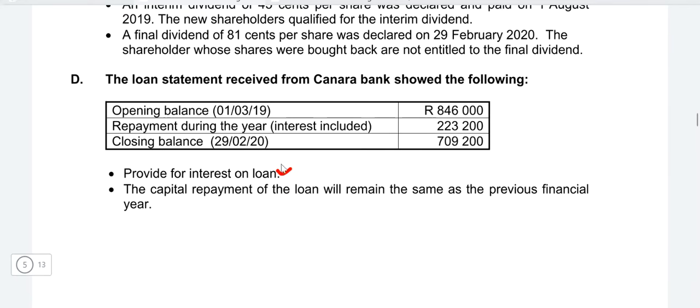What is known to us is that opening balance minus repayments plus interest equals closing balance. So then we're going to do the reversal. We're going to take this, and where we were supposed to normally add, we subtract. Okay, so we're going to say this plus this minus this, it will give us our interest. So when you show calculations, you are going to take the closing balance, which is 709,200. Okay, so let's quickly do that.